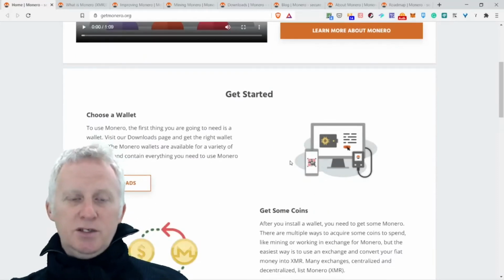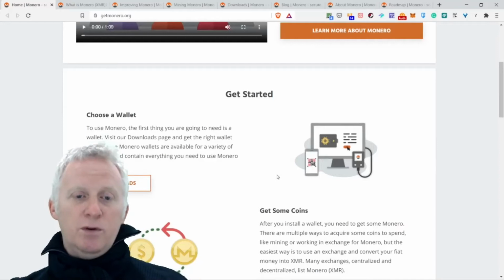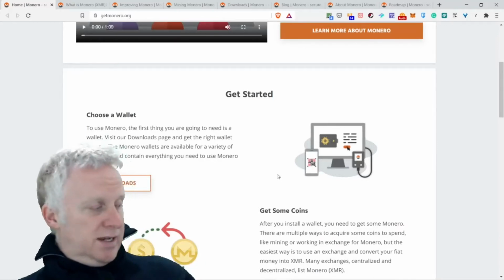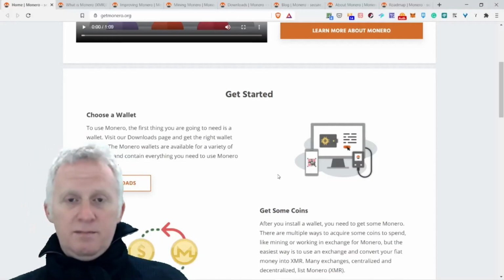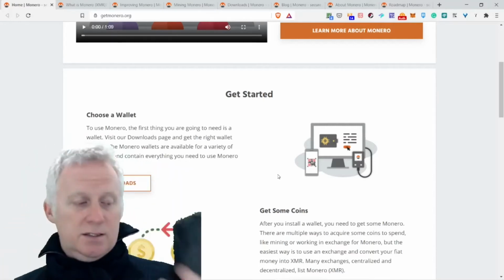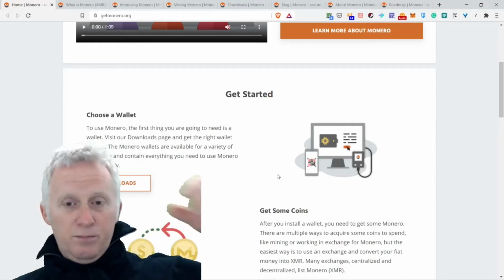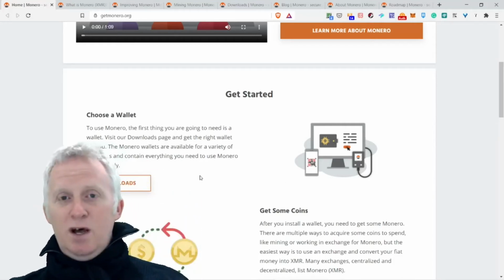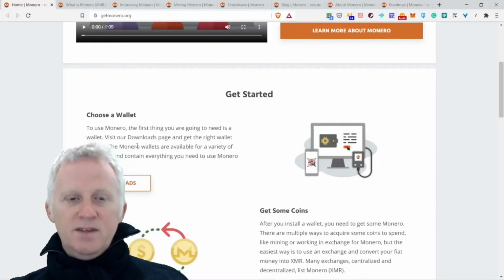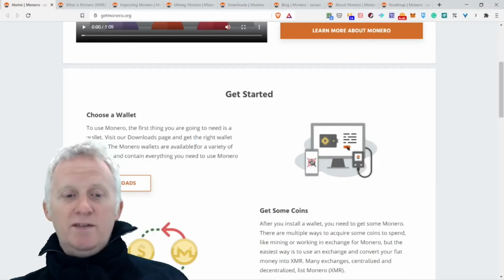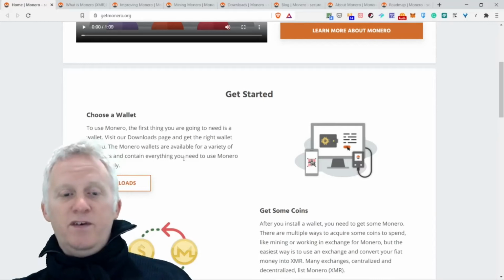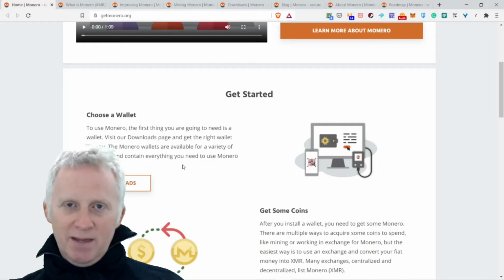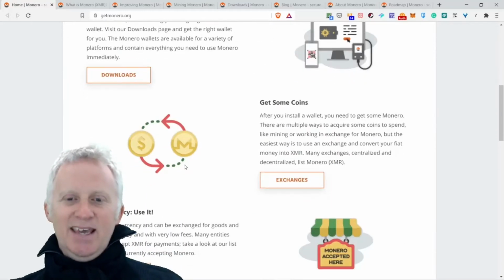So, get started: choose a wallet. To use Monero, the first thing you are going to need is a wallet. Naturally, you need a wallet. It can be a desktop, cold wallet, a smartphone wallet, or even a paper wallet. It depends what you prefer, but always do it offline. Visit our download page and get the right wallet for you. The Monero wallets are available for a variety of platforms and contain everything you need to use Monero immediately. Pretty cool, huh?